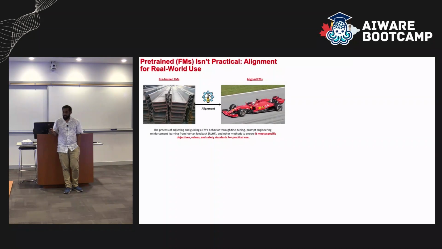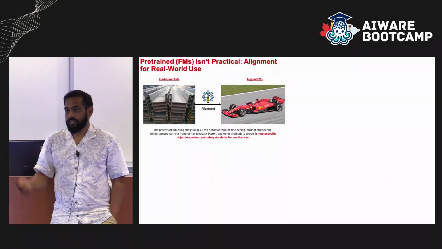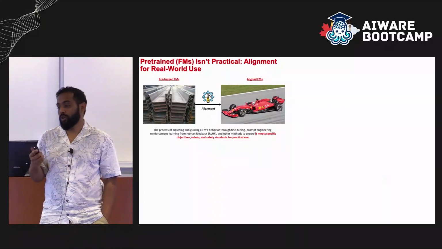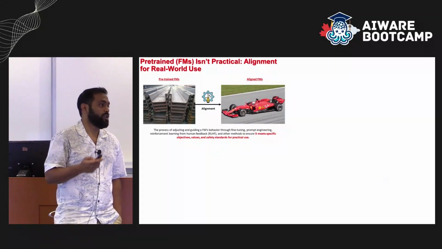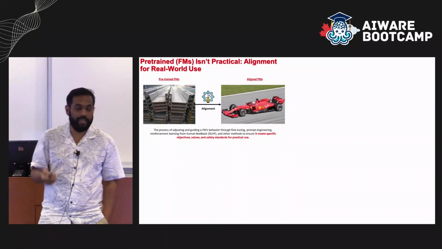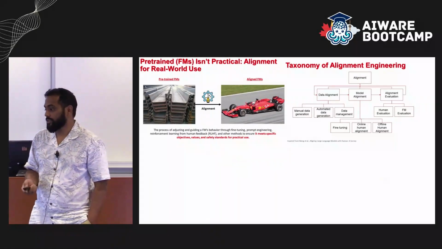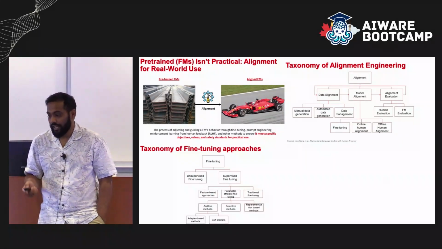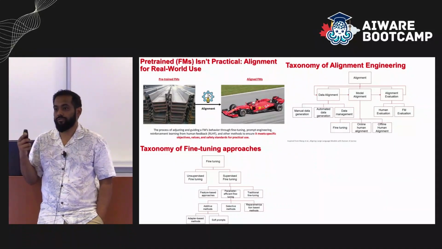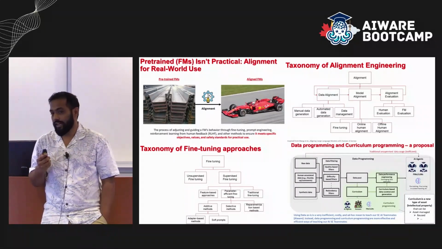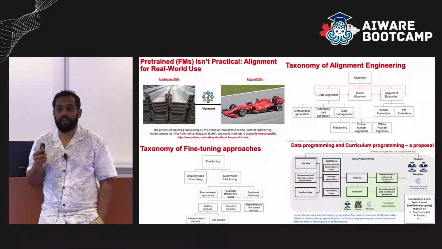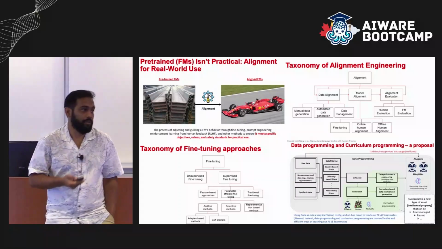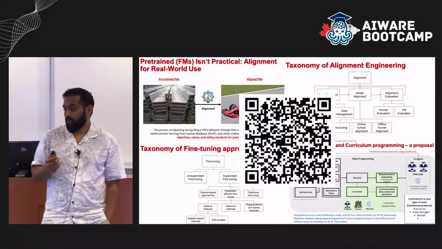So to summarize, I first spoke about how to pre-train a model, how to pre-train a transformer, and then I spoke about why just having pre-trained models is not sufficient. We need to align these models for real-world use cases. Then I went over the taxonomy of alignment engineering, and we also saw different types of fine-tuning methods. And finally, I spoke about the need for curriculum programming in alignment engineering. Thank you. That's once again my LinkedIn.